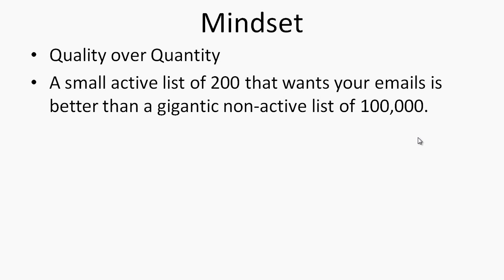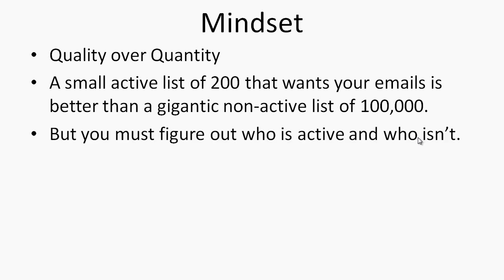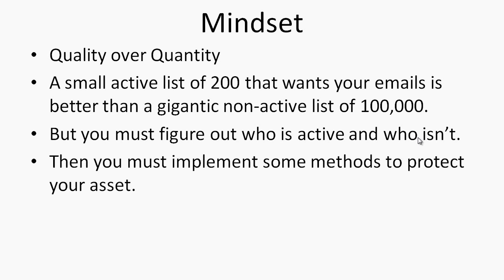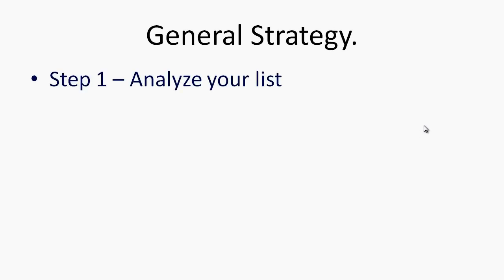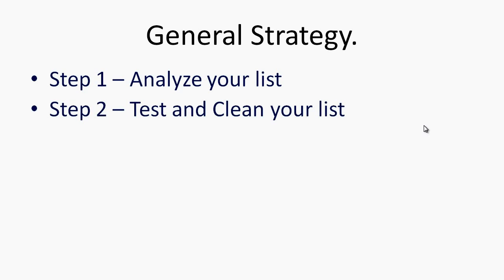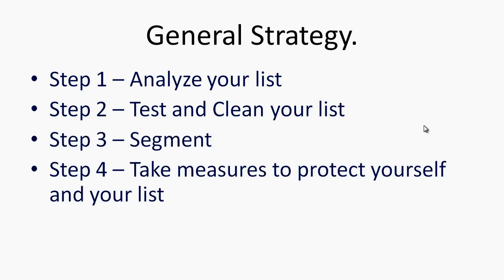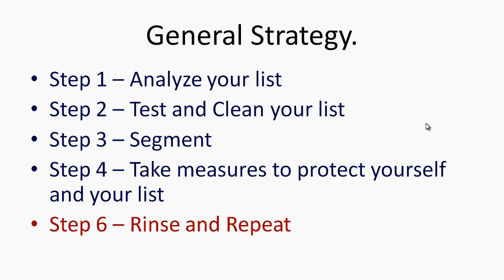then it's really going to make it easier for you to save a lot of money in the future and increase your profits as well. But you've got to figure out who is active and who isn't. If you can figure out who's active and who's not, that will actually make your life a lot easier. Then you must implement some methods to protect your list asset. So the general strategy here is to analyze your list, test and clean your list, segment, take measures to protect yourself and your list, and maintain it, and rinse and repeat.